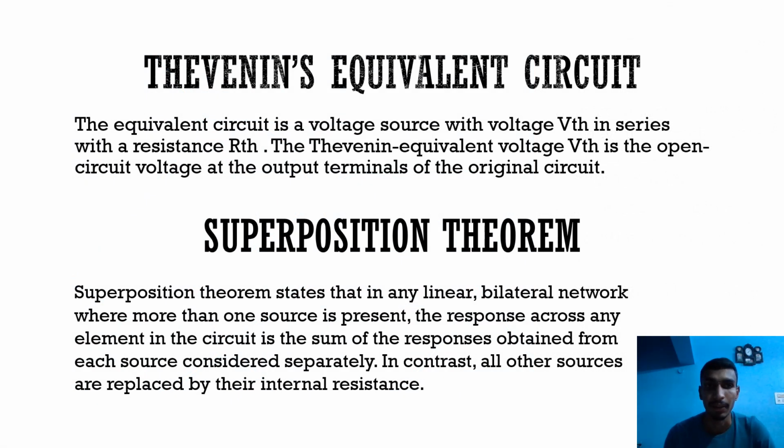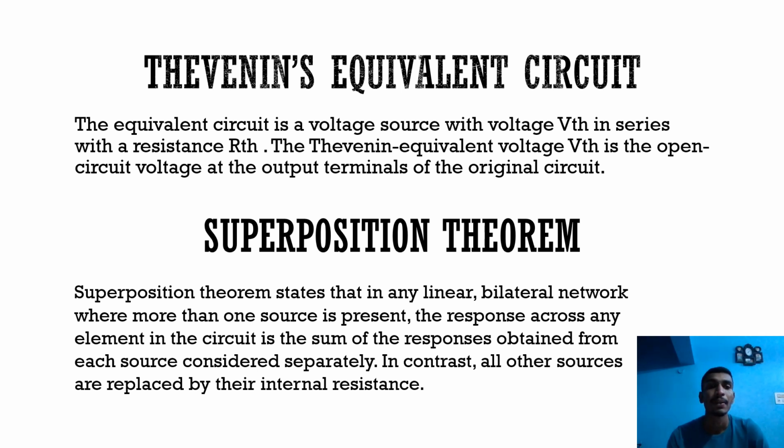Thevenin's equivalent circuit. The equivalent circuit is a voltage source with voltage Vth in series with a resistance Rth. The Thevenin equivalent voltage Vth is the open circuit voltage at the output terminals of the original circuit.